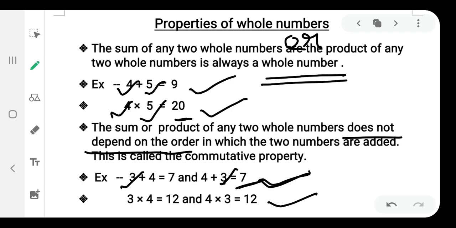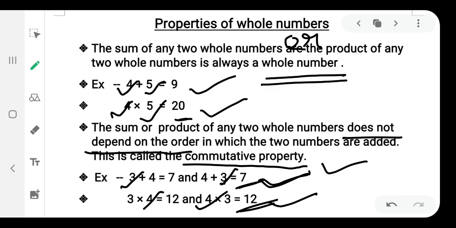Got it? Now see the product also, the same property applies here also. See, 4 is the last number here and here 4 is the first number. But we know 3 fours are 12 and also 4 threes are 12. So as you can see, on changing the order or the position of the numbers, we are getting the same answer, that is 12. So this is known as the commutative property. This you have to keep in mind. This is the commutative property and this you have to underline as well or highlight.